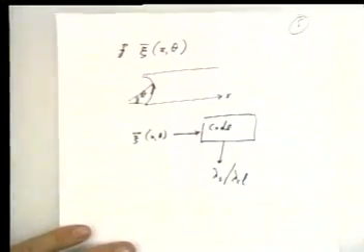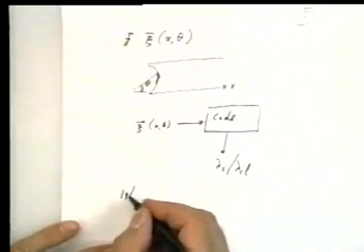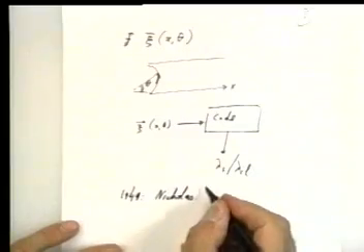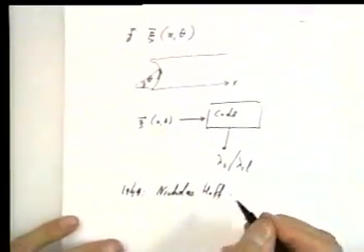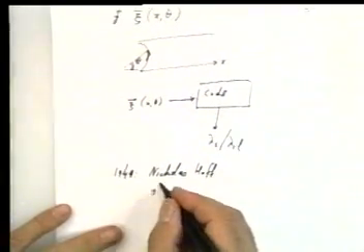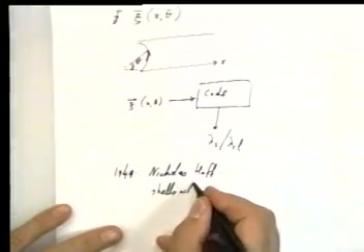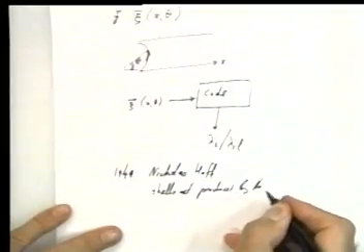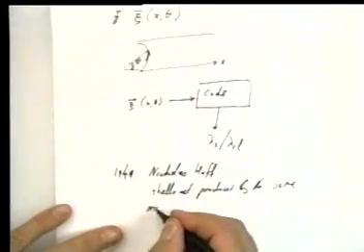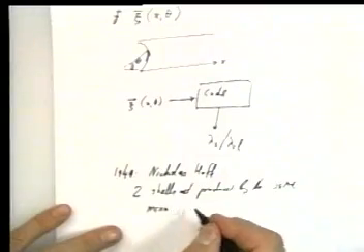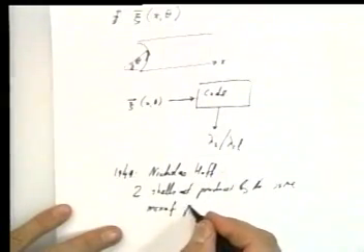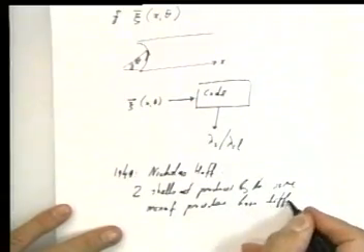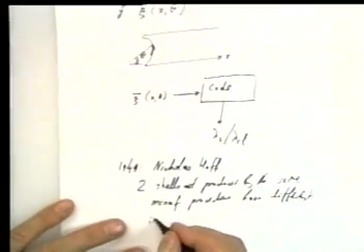Now, in 1949, Nicholas Hoff says, two shells produced by the same manufacturing procedure have different imperfections.